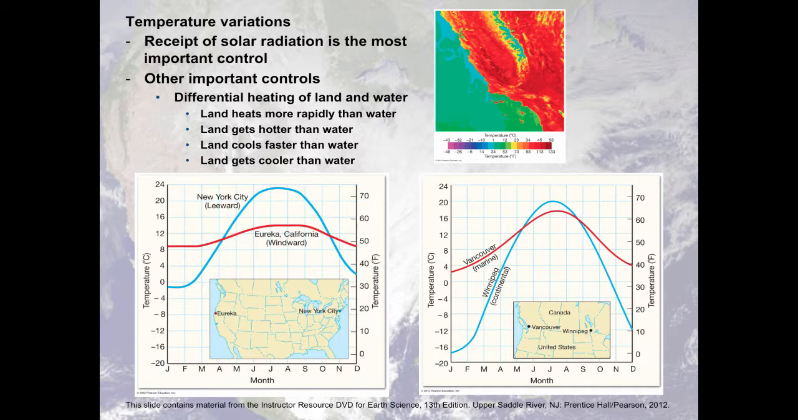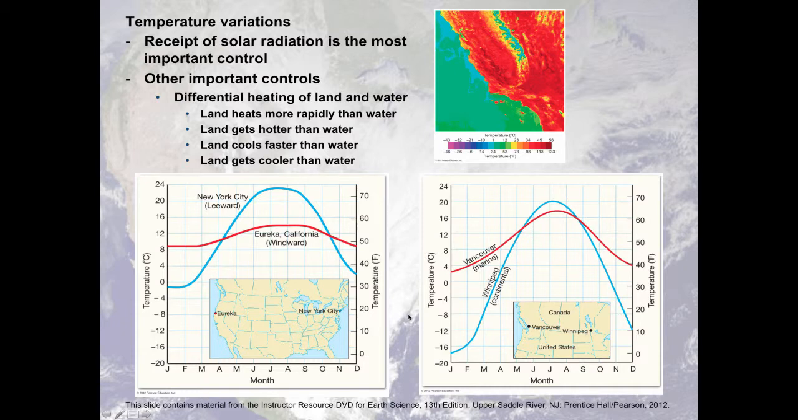Other important controls for the temperature variations of the atmosphere and the Earth are differential heating of land and water. That is, land heats more rapidly than water. Remember, water soaks up heat and doesn't change temperature until it soaks up a lot. Land gets hotter than water, because water has this latent heat of evaporation that takes a lot of energy for water to go from liquid to gas. Land cools faster than water, and land gets cooler than water in general. So coastal zones that are near water tend to be more moderate in temperature than inland zones.